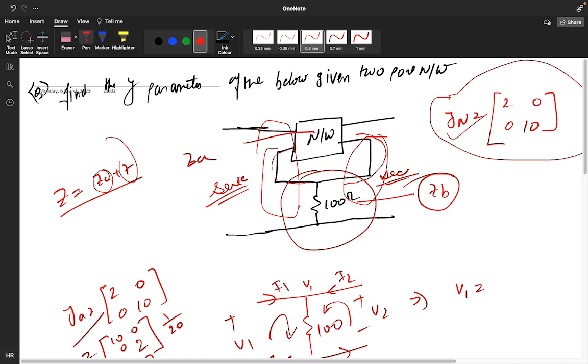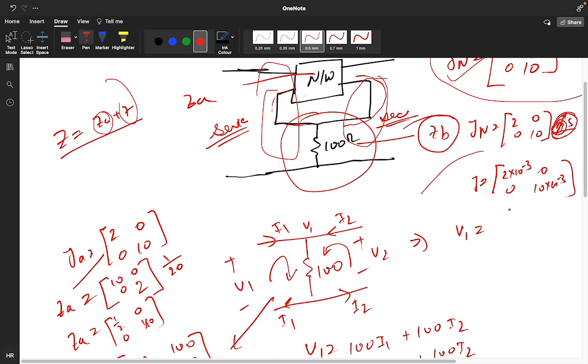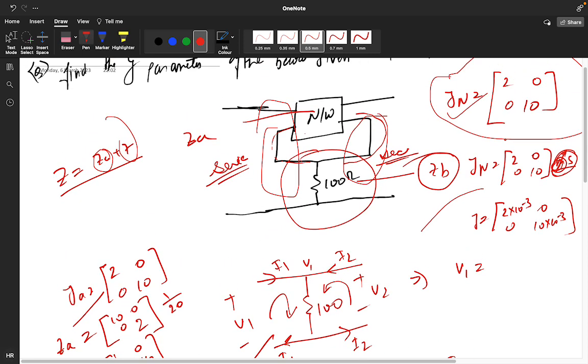Take a different question. Suppose the question is 2 0 0 10 into millisiemens. Millisiemens means the value is 2 0 0 10 into 10 to the minus 3. The value is like this, but I didn't consider it. If you don't consider it, the process is not going to change, but the answer is going to change. I just want to make you understand how to solve this kind of concept.